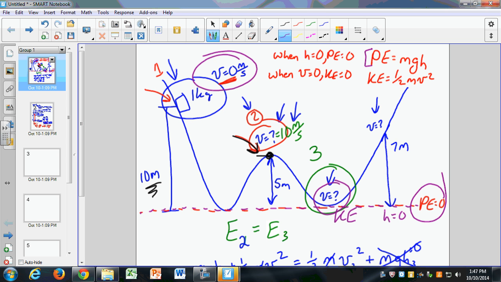When you see one of these problems, you just want to go through and say, well, the velocity here is 0, the h here is 0. You first want to assess every point, and does it have potential and or kinetic? Every point.